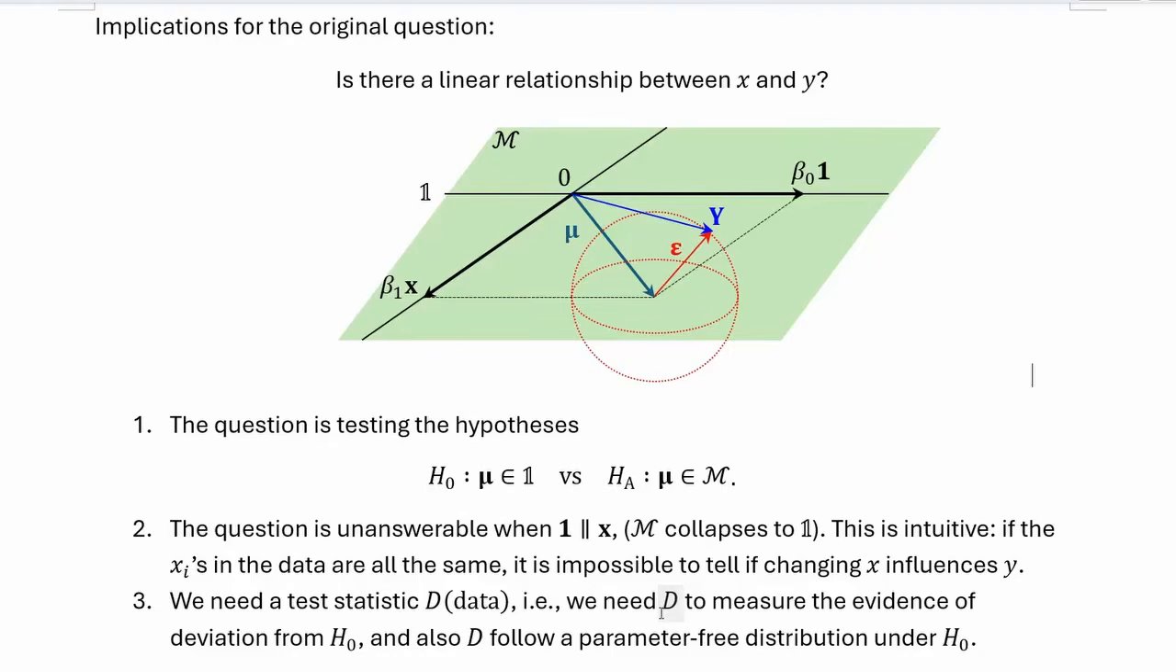We wish to test H0, so we're going to assume H0 is true and see whether there's evidence against it. The evidence against it is measured by the test statistic D. If, given our observation, D is some sort of extreme value that is highly unlikely to observe, then we conclude that H0 is probably false and we reject it. So now our goal is to construct such a test statistic.